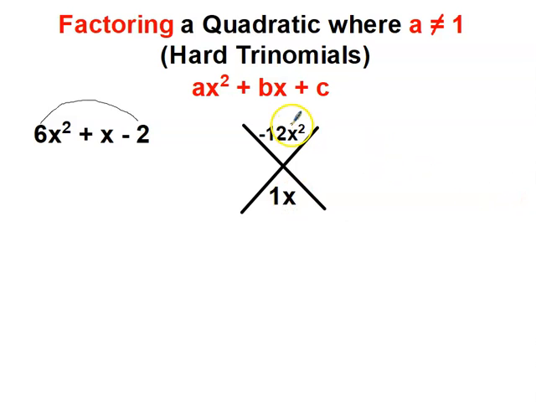So now you ask this question. What multiplies, I'm going to use an asterisk instead of a multiplication symbol, what multiplies to give you negative 12x squared and, you look at the last sign, subtract to give you a 1x? So think about all the factors of 12. 12 times 1, 6 times 2, 4 times 3. Out of those combinations, which ones would subtract to give you a 1? It would be the 4 and the 3.